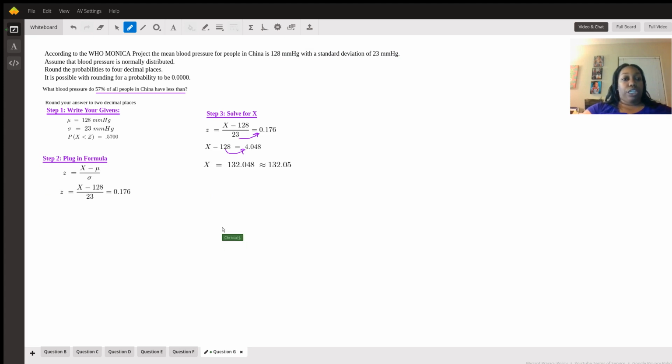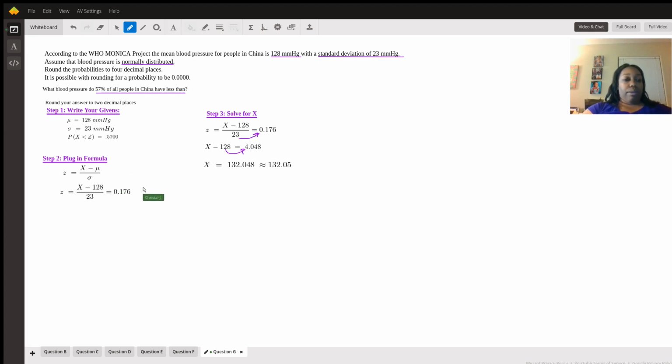Okay, question G. Again, we have the exact same prompt for our information. We have our population mean here. We have our population standard deviation of 23. We're assuming a normal distribution. And then it says, what blood pressure do 57% of all people in China have less than? So that term is important. Essentially, we're working backwards. They give us the probability value, and we are expected to work backwards.